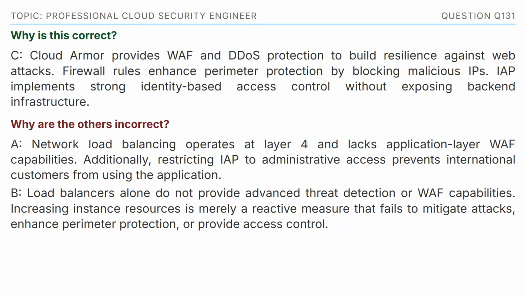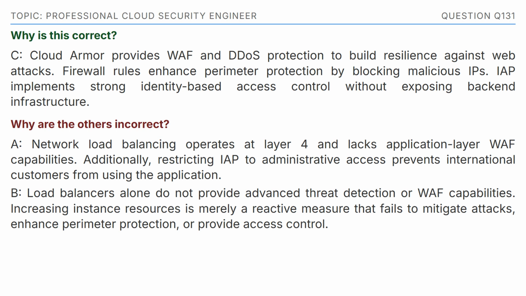Why is this correct? C. Cloud Armor provides WAF and DDoS protection to build resilience against web attacks. Firewall rules enhance perimeter protection by blocking malicious IPs. IAP implements strong identity-based access control without exposing back-end infrastructure.